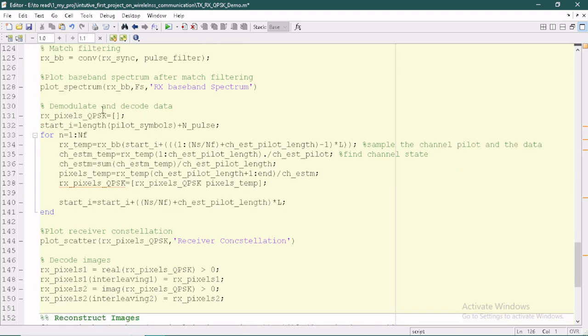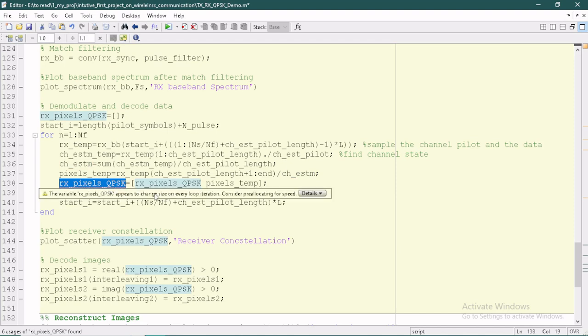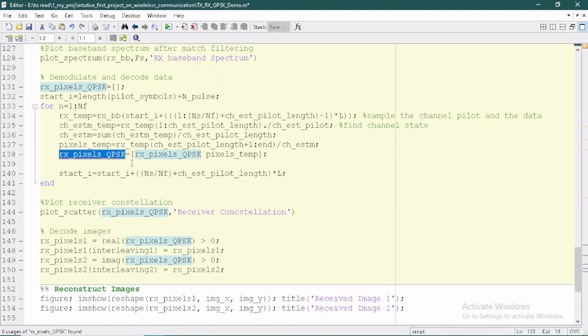Here we do some plotting. So this is the demodulating, or extracting the QPSK samples. Notice we loop over the number of frames. In each frame, we extract the pilots, the channel estimation pilots, and the data. After that, we find the state of the channel for each of the pilots. We average them, so we can estimate the channel. And here we compensate the effect of the channel by dividing by the channel estimation. And here we append the received QPSK samples. And we do this for all the frames.